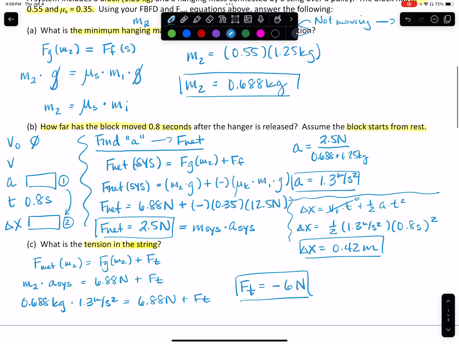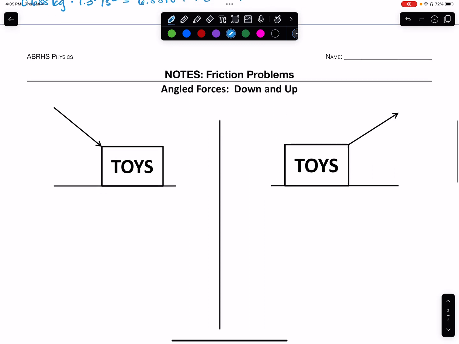Okay, so that's just an example. You have to be able to draw the free body force diagram, so please make sure you practice that. All right, let's move on to our second problem type.